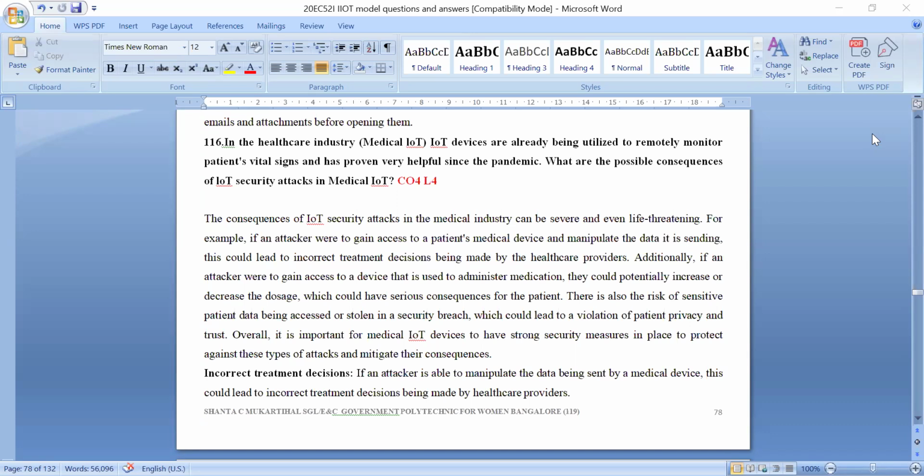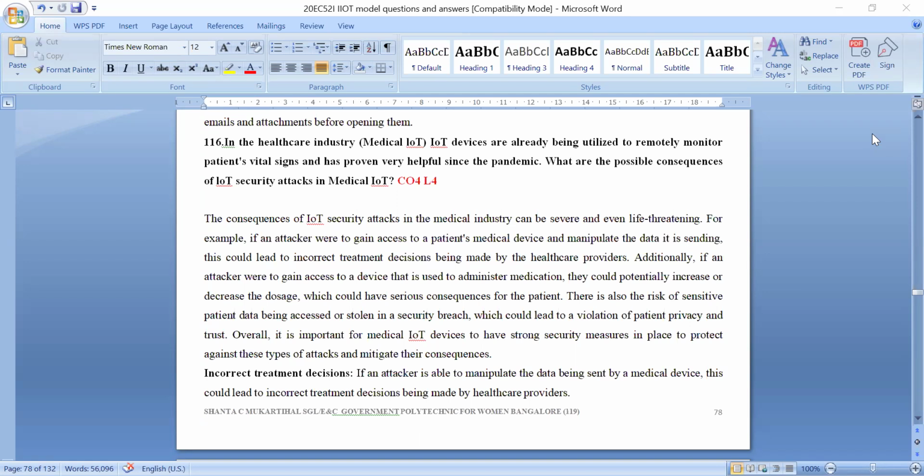This is question number 116 from 175 IIoT PDF. In healthcare industry, IoT devices are already being utilized to remotely monitor patients' vital signs and has proven very helpful since the pandemic. What are the possible consequences of IoT security attacks in medical IoT?